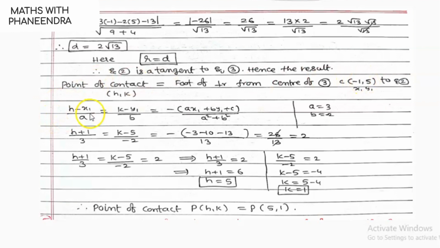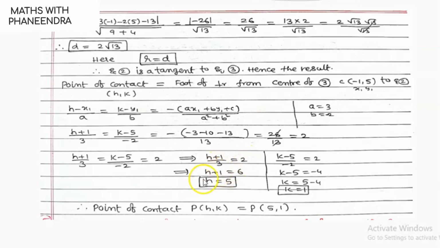So h minus x1 value is h minus of minus 1, divided by a value 3; k minus y1 value is k minus 5, divided by b value minus 2, equal to minus of (ax1 plus by1 plus c). Minus of ax1 means 3 into minus 1 minus 2 into 5 minus 13, by 9 plus 4, 13. Minus of minus 26 by 13, 13 ones are 13, 13 twos are 26. So (h plus 1) by 3 is equal to 2 and (k minus 5) by minus 2 is equal to 2.